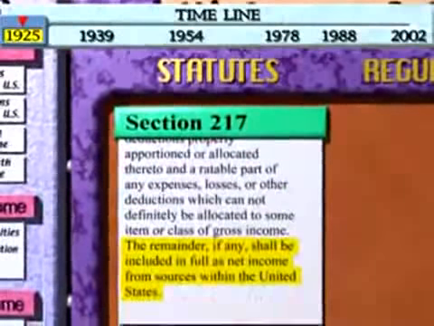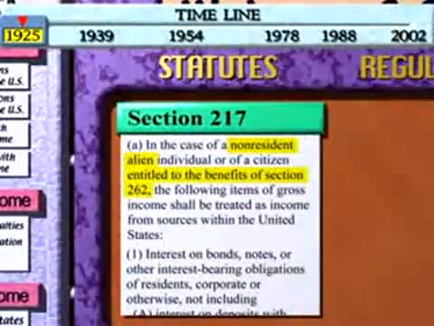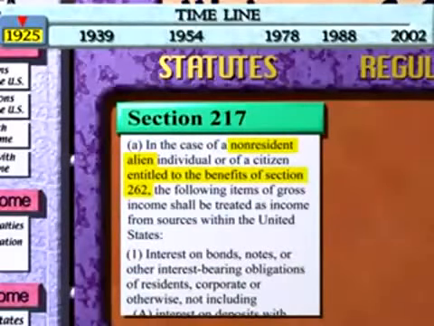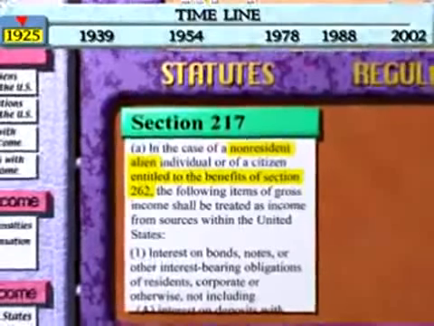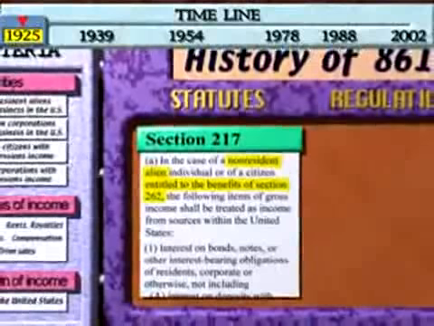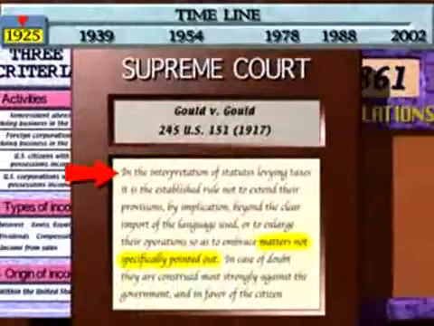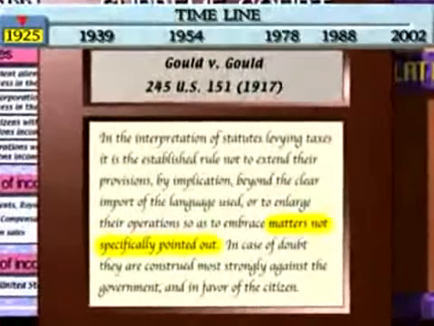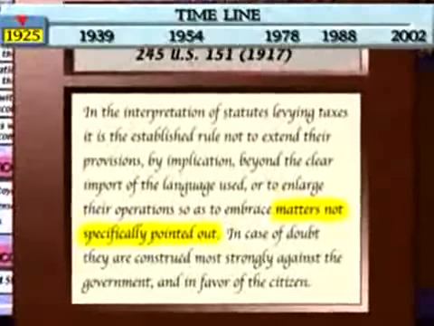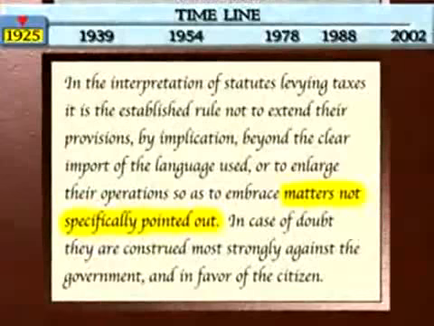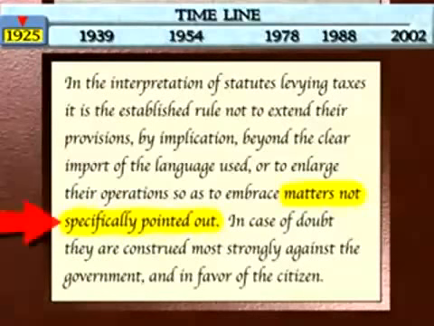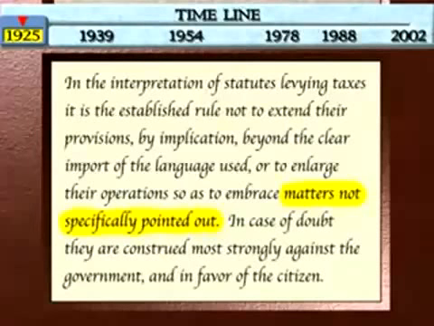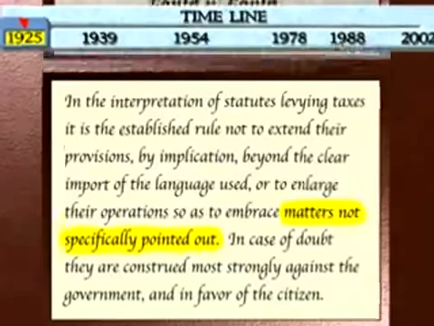For example, when the older statutes specifically said that domestic income was taxable for foreigners and for citizens who also received possessions income, it is a mistake to assume that it is taxable for all other U.S. citizens as well. As the Supreme Court said, in the interpretation of statutes levying taxes, it is the established rule not to extend their provisions by implication beyond the clear import of the language used, or to enlarge their operation so as to embrace matters not specifically pointed out. The court also added that in case of doubt, taxing statutes are to be construed most strongly against the government and in favor of the citizen.